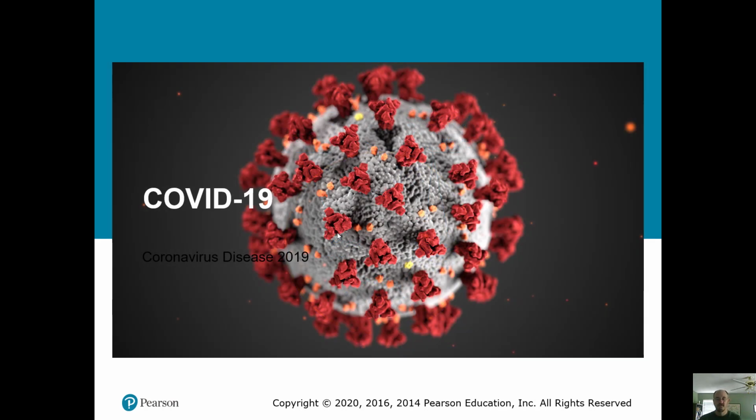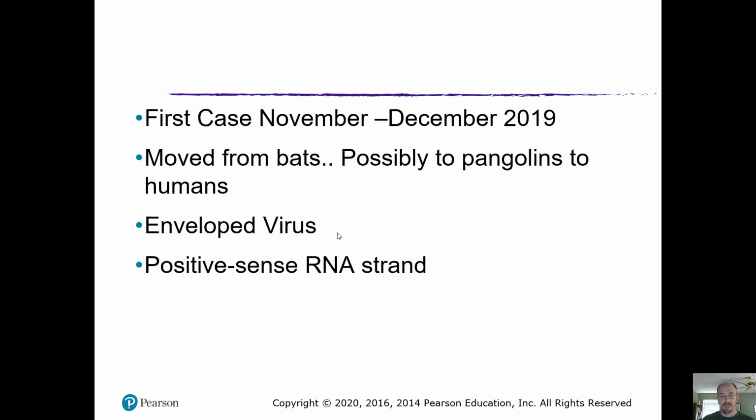And that leads us, of course, then to this particular virus, COVID-19. I won't go into everything about it, but it's coronavirus disease 2019 is what COVID-19 stands for. Corona meaning crown because it has these projections all over it that look like a crown. First case was in December of 2019. It moved from bats probably to pangolins to humans. Pangolins are an amazing endangered species. You should check them out.